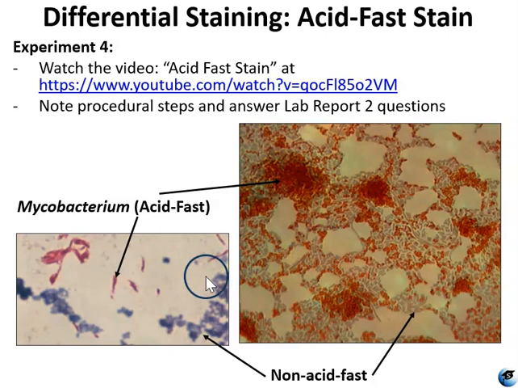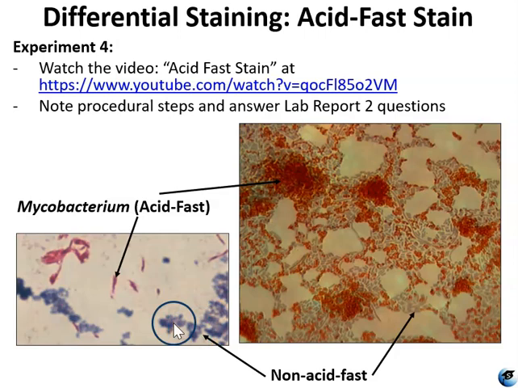Both of these are mixed cultures, so there's both positive and negative. So you see this is kind of a reddish purplish color. This is more of a reddish orangish color, but either one of those is considered acid fast. It's positive for acid fast. This one here used the methylene blue as the counter stain.